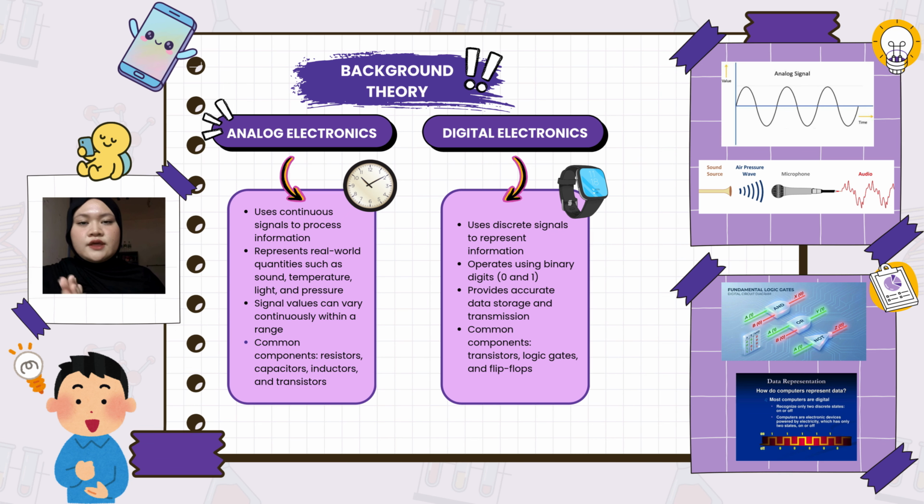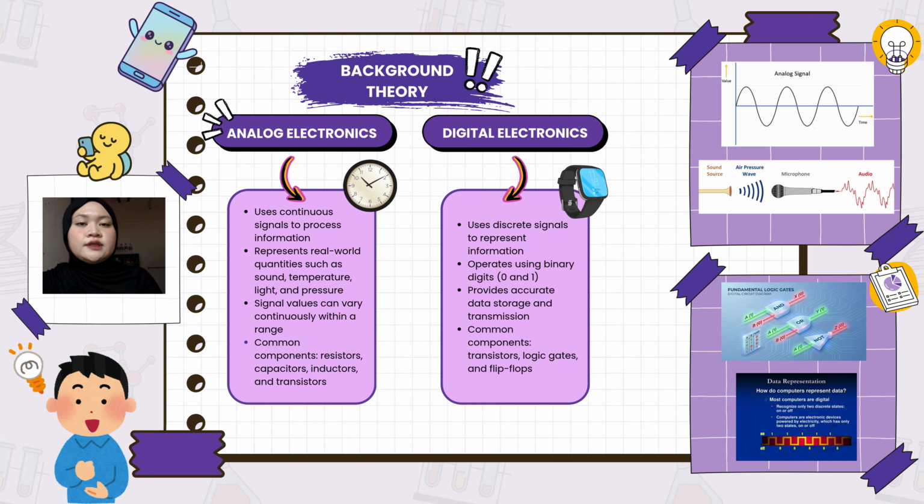Now, let's take a look at the background theory of our topic. Before we compare analog and digital electronics, it is important that we understand the basic concept of both of these systems. First, let's take a look at analog electronics. Analog electronics uses continuous signals to process information. This means that the signals can change smoothly and can take any value within a certain range. And analog electronics are usually used to represent real-world quantities such as pressure, light, temperature, and sound.